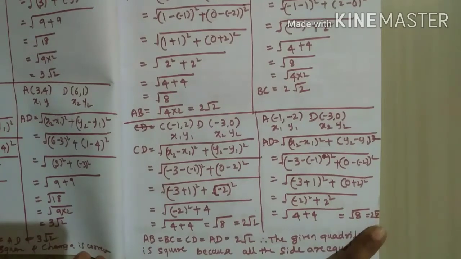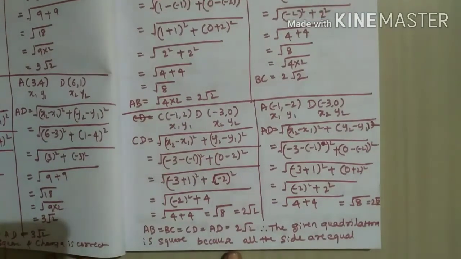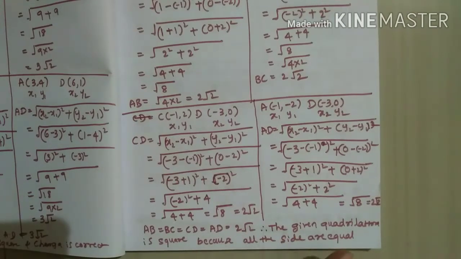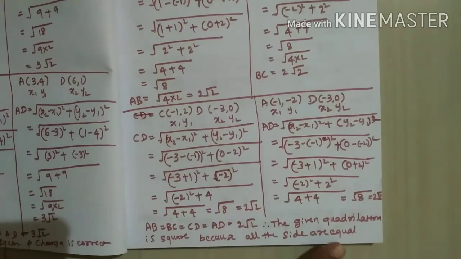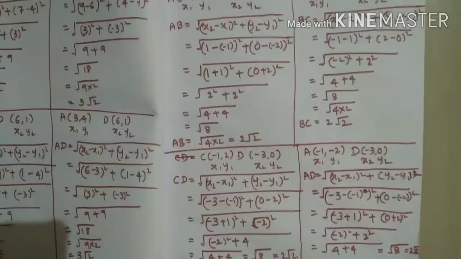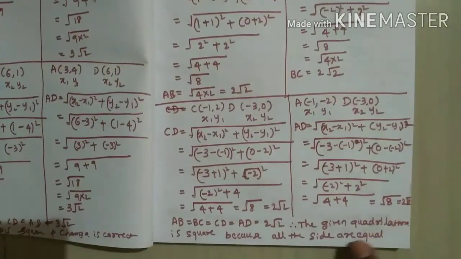So just observe, AB is equal to BC equal to CD equal to AD. All the sides are equal, we got here. That is equal to 2 root 2. Therefore the given quadrilateral is a square, because all the sides are equal. They told to give the reason why the given quadrilateral is a square. All the sides are equal means we can say it is a square. So we have to write the answer: the given quadrilateral is a square because all the sides are equal.